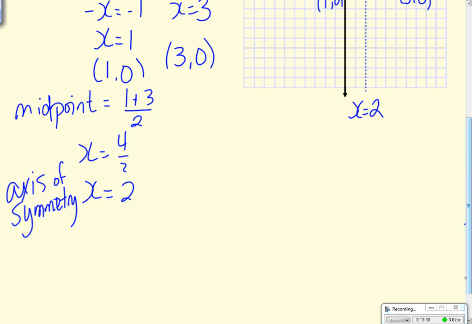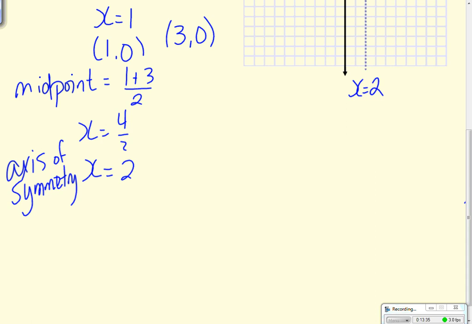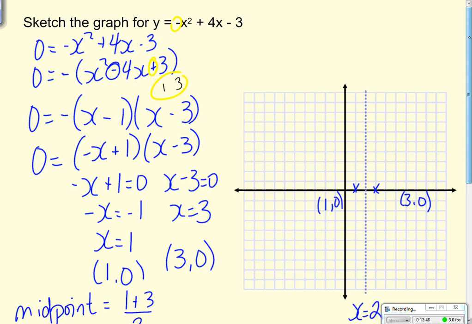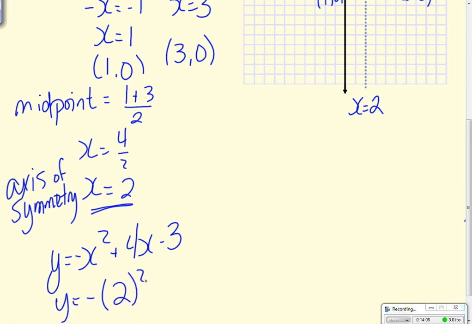To find our turning point, we take y equals negative x squared plus 4x minus 3. Ooh, is that right? I can't remember now. Negative x squared plus 4x minus 3. I got those backwards. And we just put in our value of x from our axis of symmetry. So we get y equals negative 2 squared plus 4 times 2 minus 3.